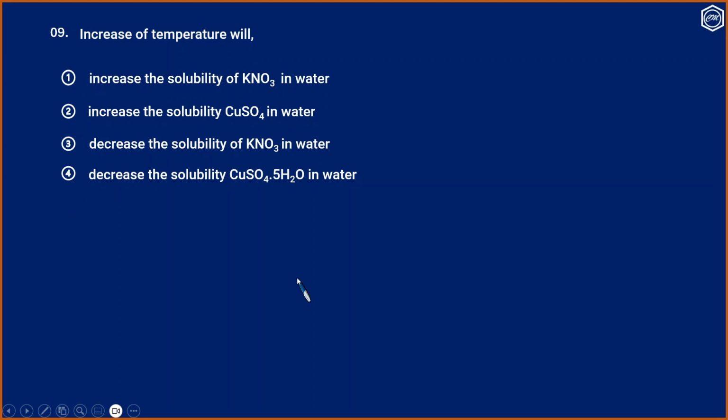We know salts that do not form hydrates and hydrated salts show positive enthalpy of solution. For anhydrous salts, enthalpy of solution is negative. And we know for potassium nitrate and CuSO4·5H2O, the enthalpy of solution should be positive. And for anhydrous copper sulphate, it should be negative. So therefore, increase in temperature will increase the solubility of potassium nitrate in water since the process is endothermic. So option 1 is the correct answer.